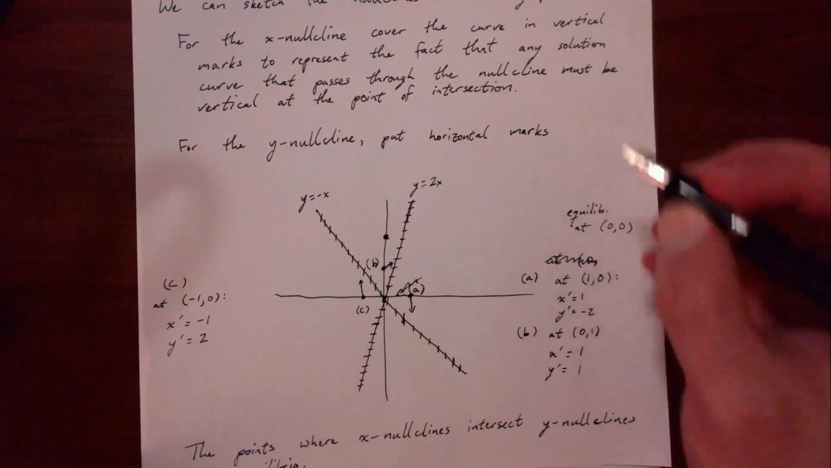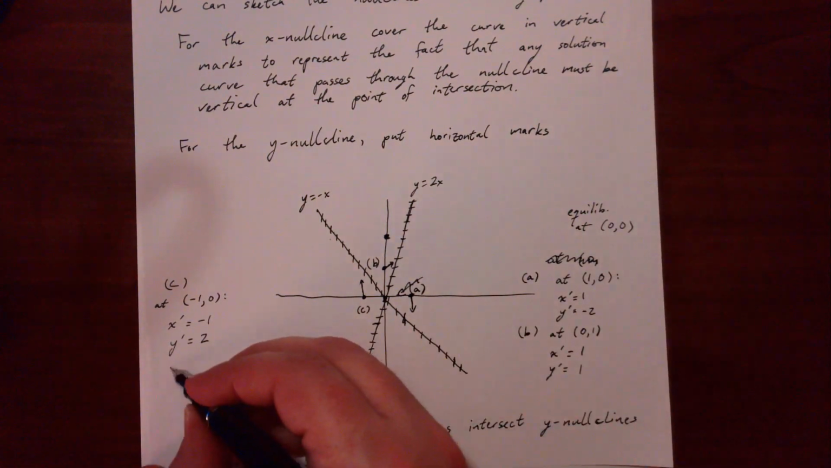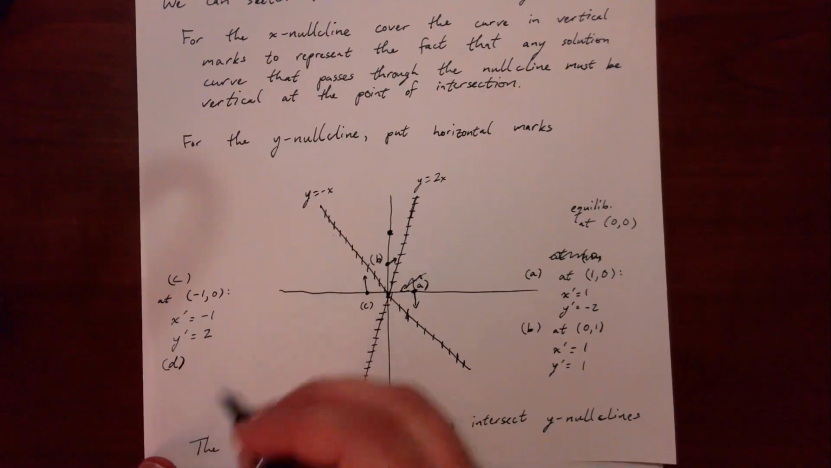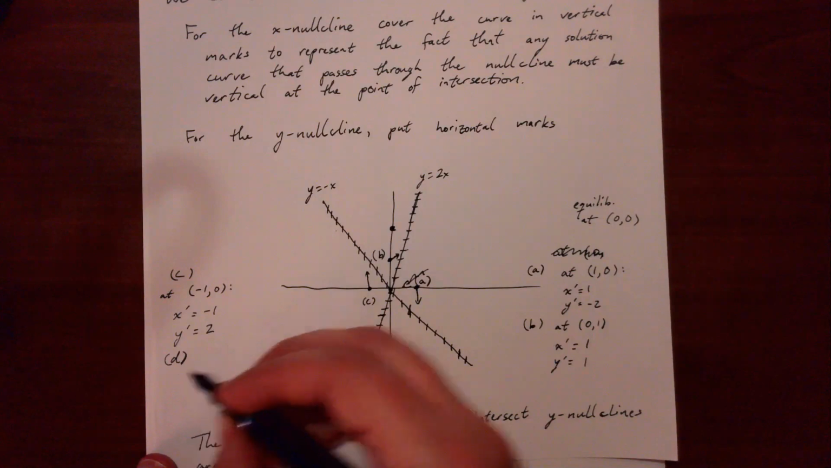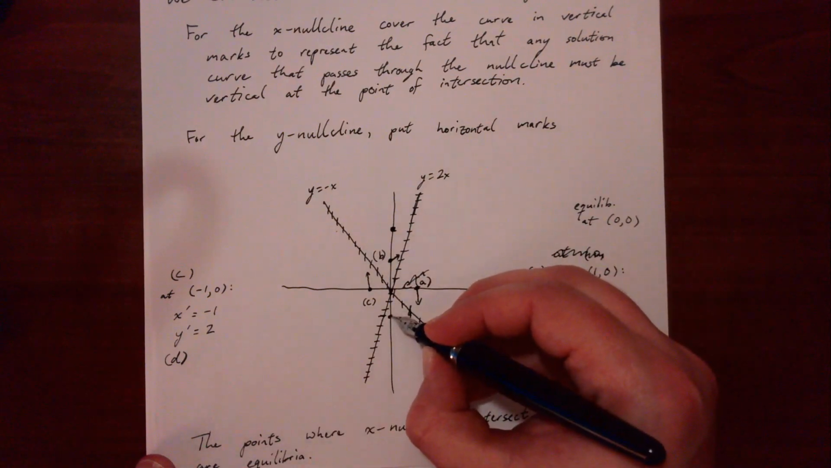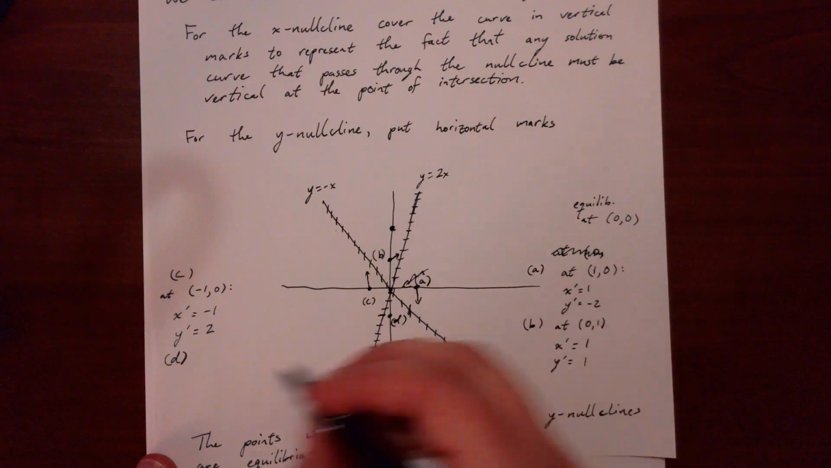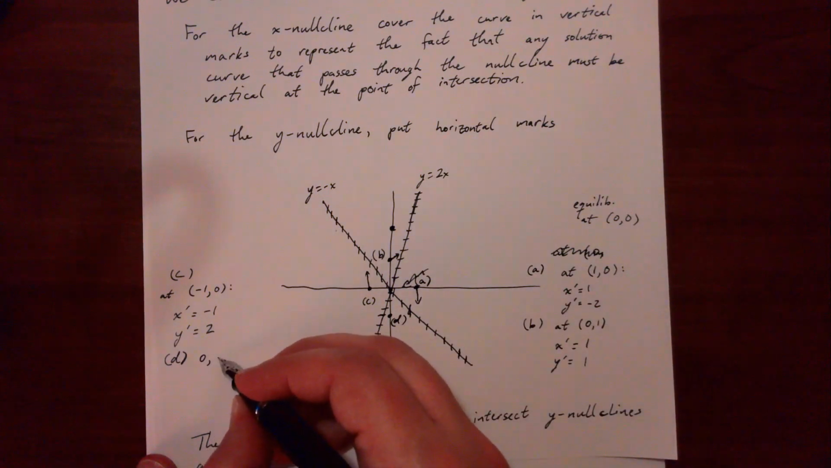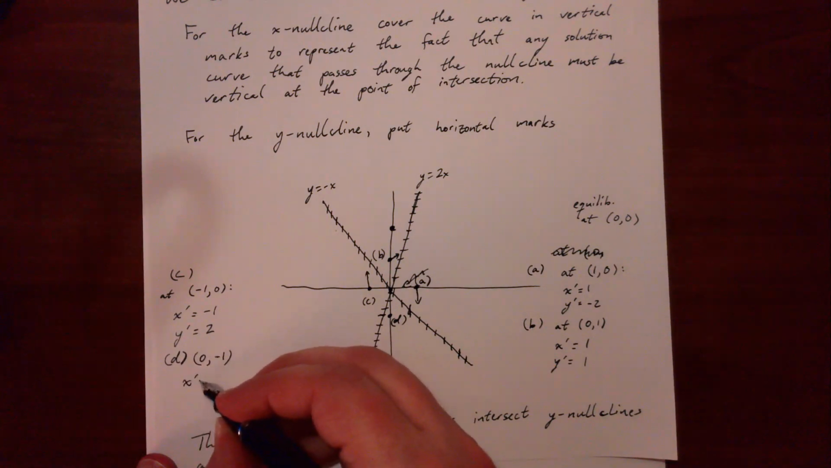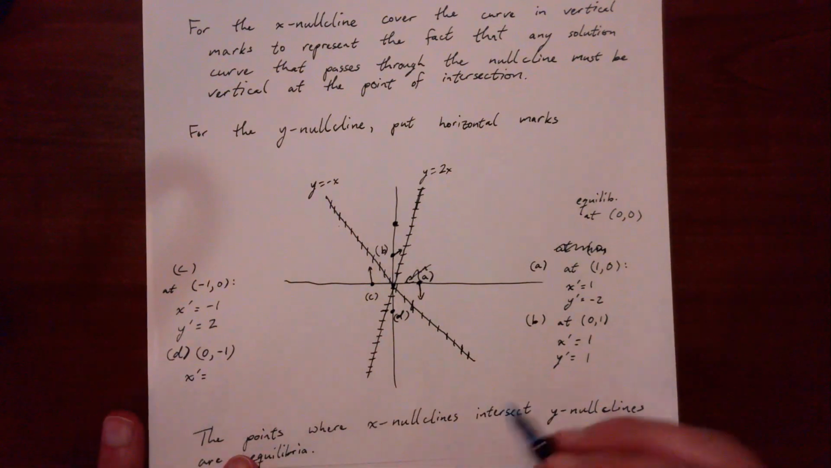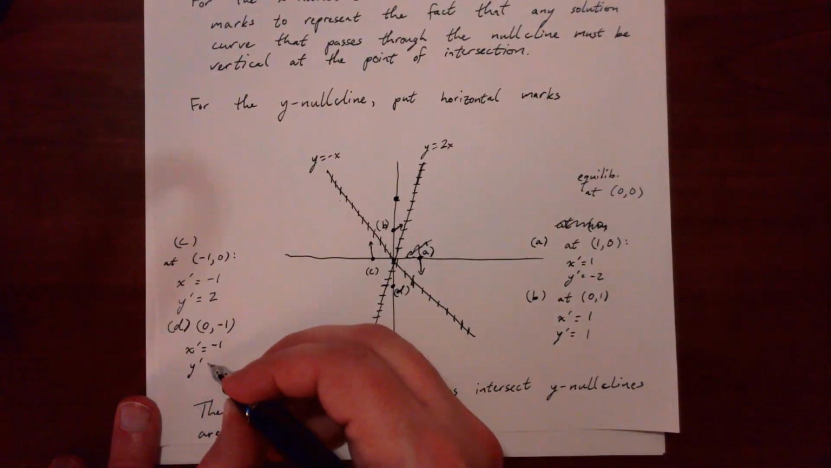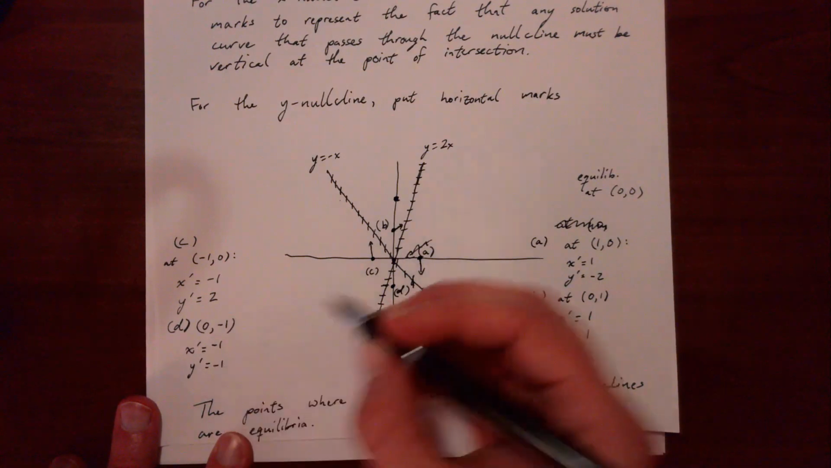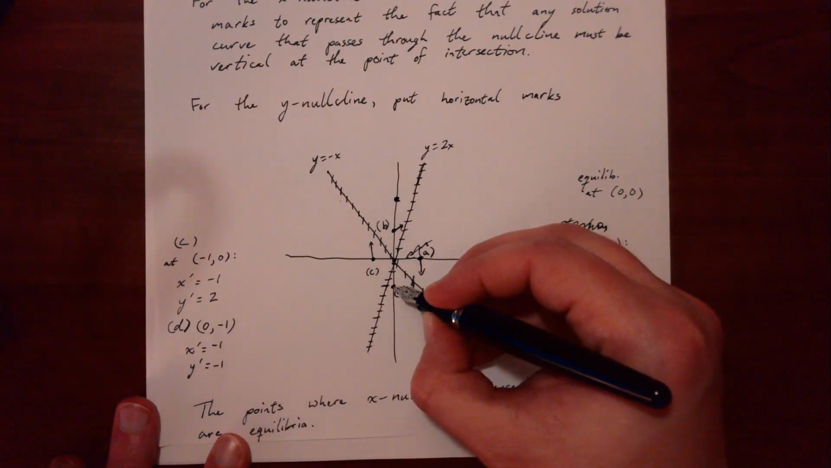And then for D, that's going to be something in this region, for example, 0, negative 1. x prime is equal to negative 1. y prime is equal to negative 1. And so we are talking about something that is going down and to the left.